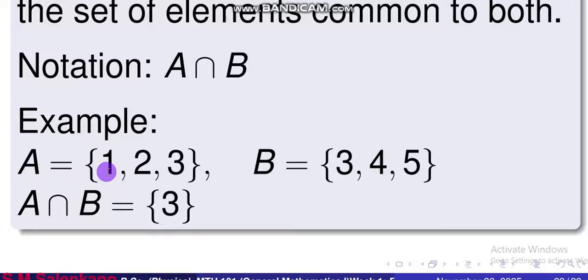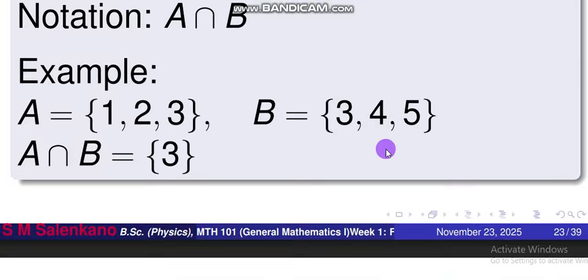Set A has elements 1, 2, 3. Set B has elements 3, 4, 5. Now the element they have in common is 3. You have 3 here, you have 3 here. 1 is here, is not here. 2 is here, is not here. 4 is here, is not here. 5 is here, is not here. The only element they have in common is 3. So you can say that A intersection B is a set of a single element, 3.